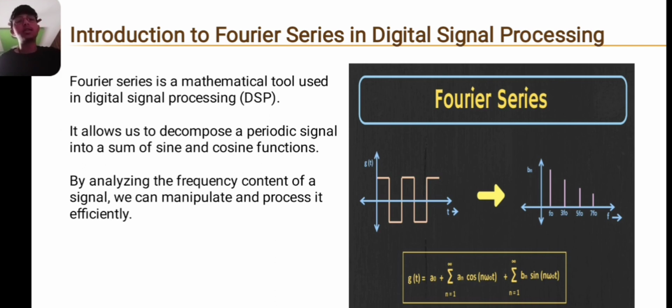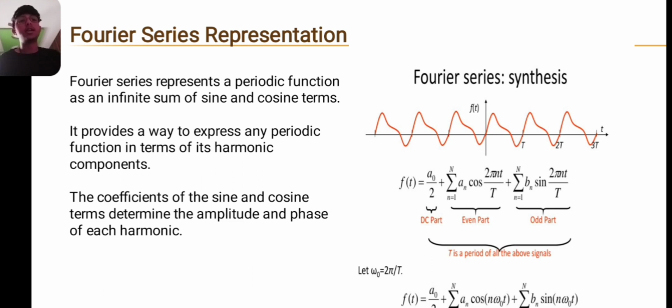Next, second step, Fourier series representation. Fourier series represents a periodic function as an infinite sum of sine and cosine terms. It provides a way to express any periodic function in terms of harmonic components. The coefficients of the sine and cosine terms determine the amplitude and phase of each harmonic.